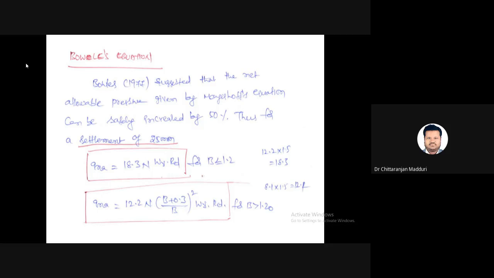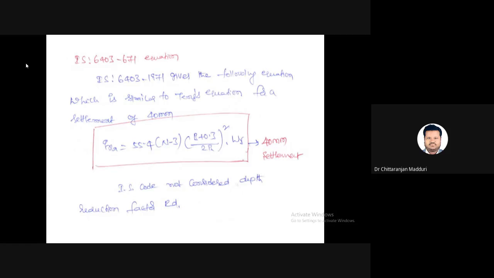Now the IS code equation. The IS code gave an equation for 40 mm settlement. It is similar to Terzaghi and Peck's equation for 40 mm settlement, but the constant is different, 55.4. At the same time, the IS code does not consider the depth reduction factor Rd, but Terzaghi and Peck's equation does. So the net allowable bearing pressure for 40 mm settlement equals 55.4 into (N minus 3) into (B plus 0.3 by 2B) whole square into W gamma.